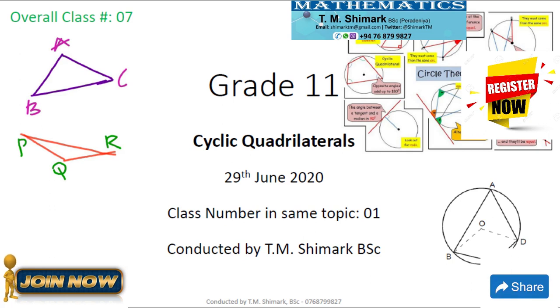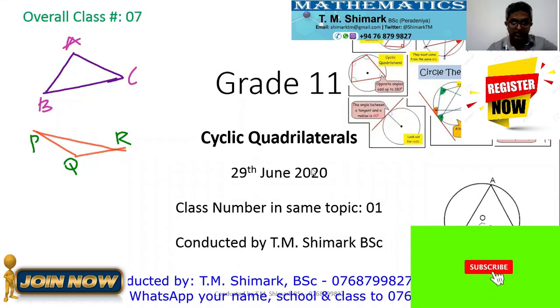But before going into cyclic quadrilaterals in chapter 21, we will be going through the grade 10 topic, chapter 27, chords of circle today. Once this is done, we will be moving to the grade 11 topic. Class number is number 1. Overall class number, we are in number 7.